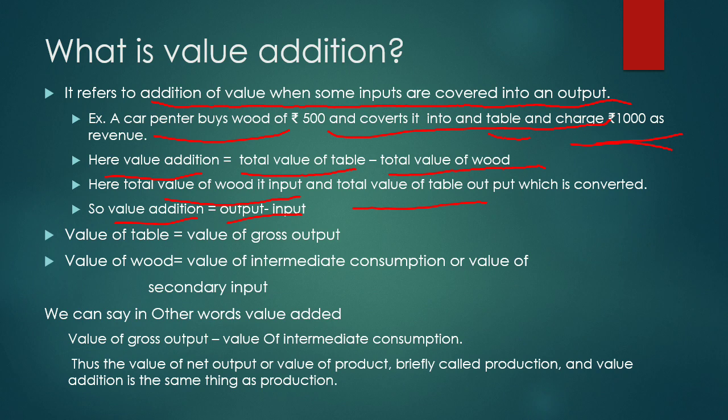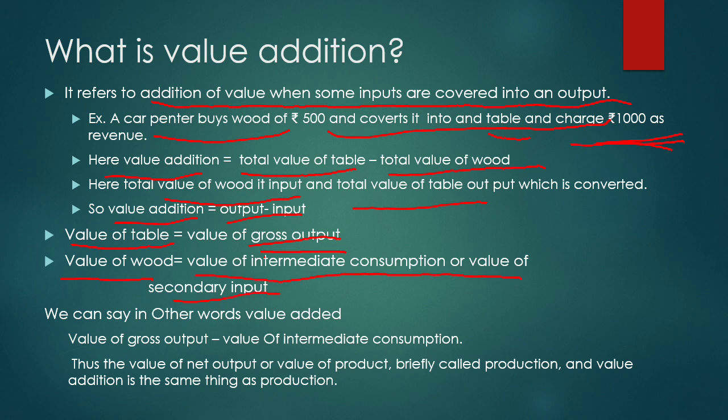Okay, so how can we get the value of the table? It is the gross output. The value of the table is 1000 rupees. We did not increase the value by 1000 rupees, we increased it by only 500 rupees. It is showing 1000 rupees, so it is called gross value, or value of gross output, because we have only improved the table by 500 rupees. That is the value addition.